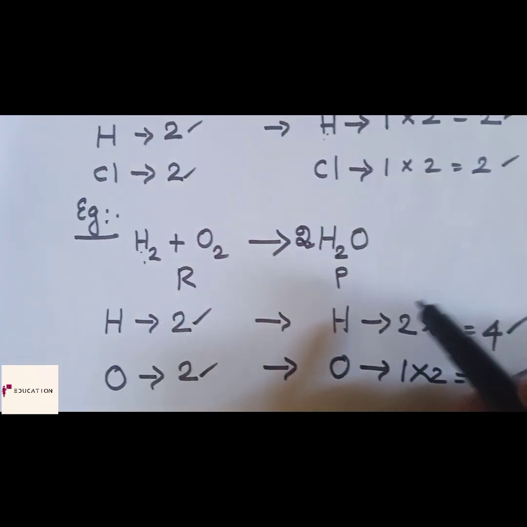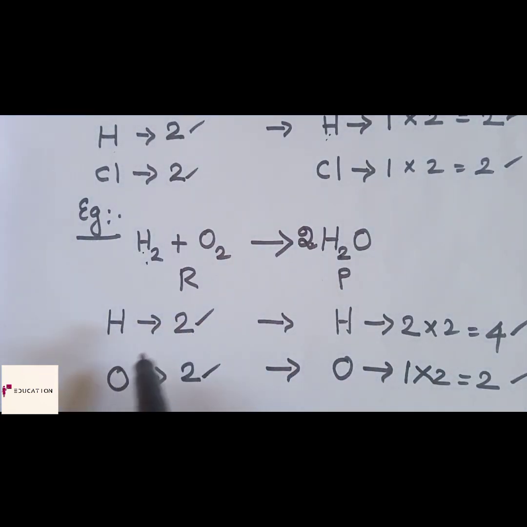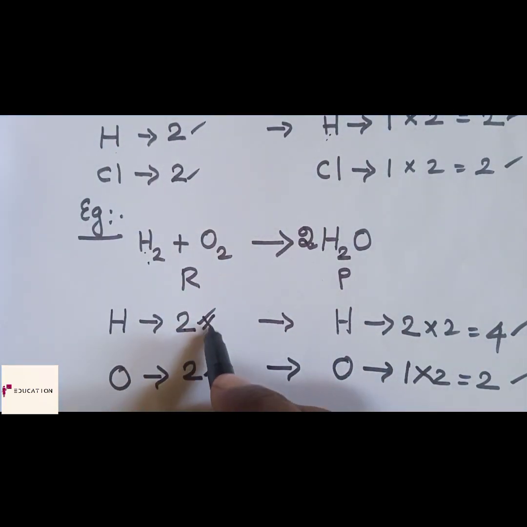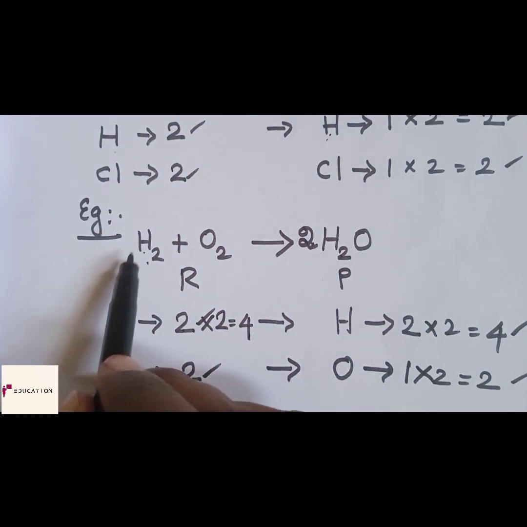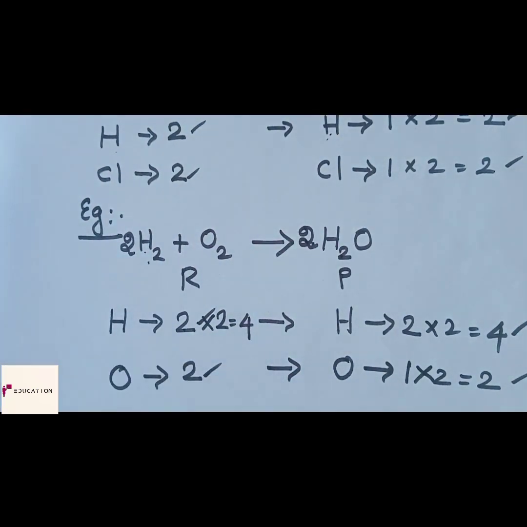So what you have to do now? You have to look at which is the least number of atoms. Which is the least number here? Reactant side or product side? Reactant side. So what you have to do? To become 4, you have to simply multiply this with 2. So now it becomes 4. So you have to add this 2 here.